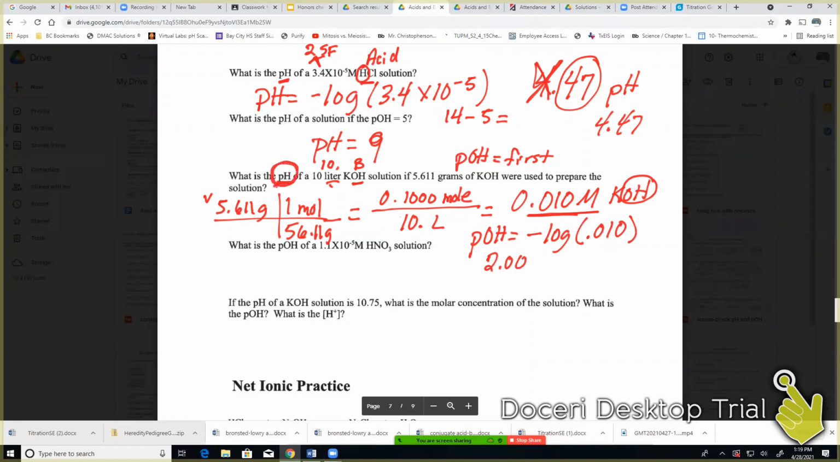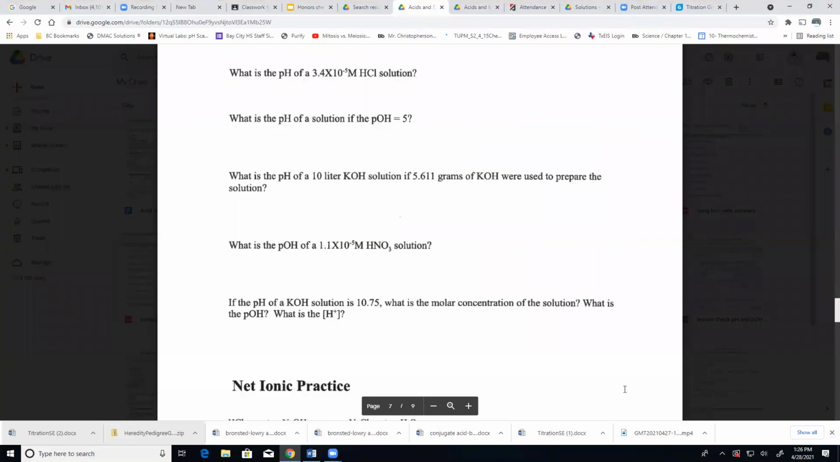But of course, that doesn't quite answer the question. We want it in pH. So what would my pH be? 12.00. 14 minus 2 would give me my 12.00. All right, move that up a little bit.